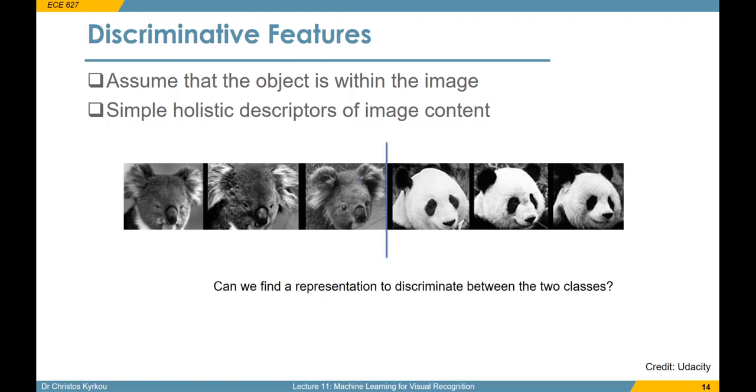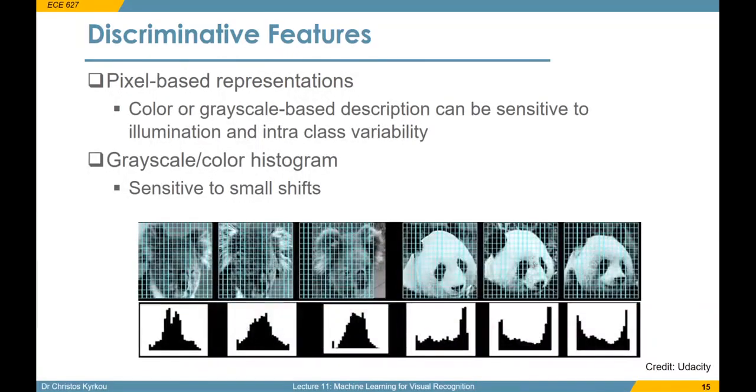So basically, the representation we want to find is one that discriminates between the two classes. Now let's see some possible choices. First of all, we have pixel representations. We can take the pixel values of the image and arrange them into a vector, both for color and grayscale images, and use that as our feature to train a classifier.